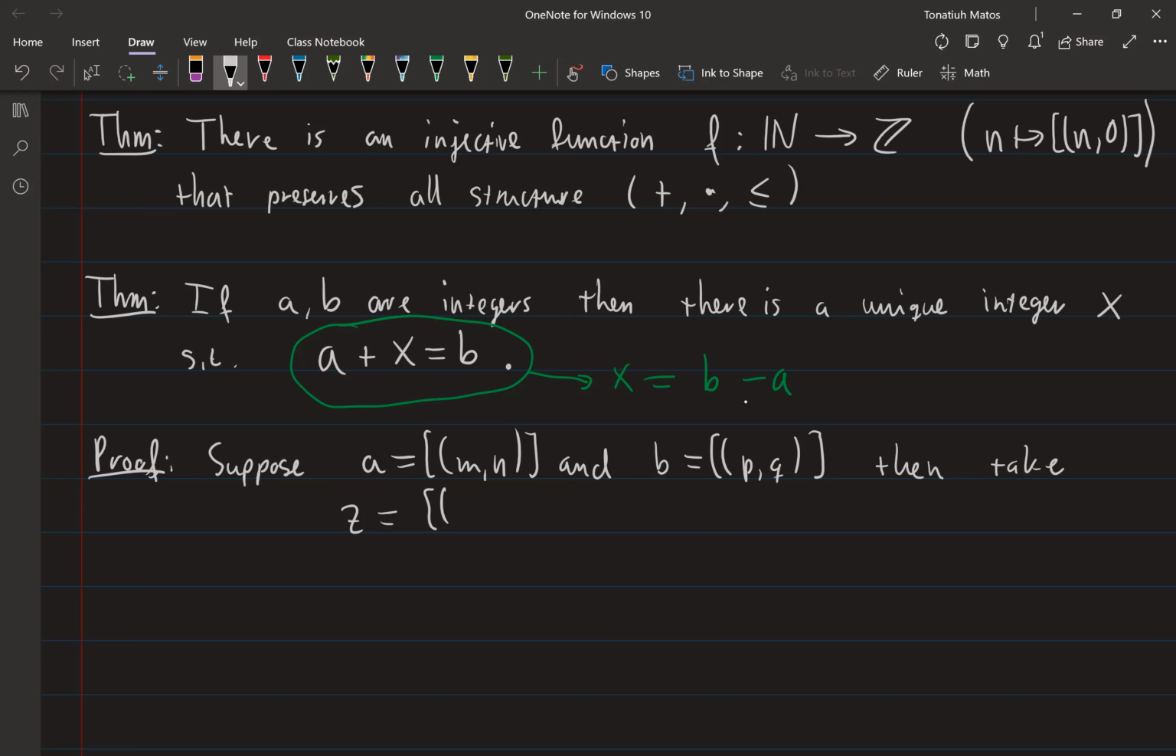So how do you make sense of b minus a? Well, b minus a should be p times n minus q times m. That's the way I defined it earlier, at least. That makes sense. Now that makes sense. So now we have subtraction, because this x is literally the subtraction, right? It's literally the difference between b and a.